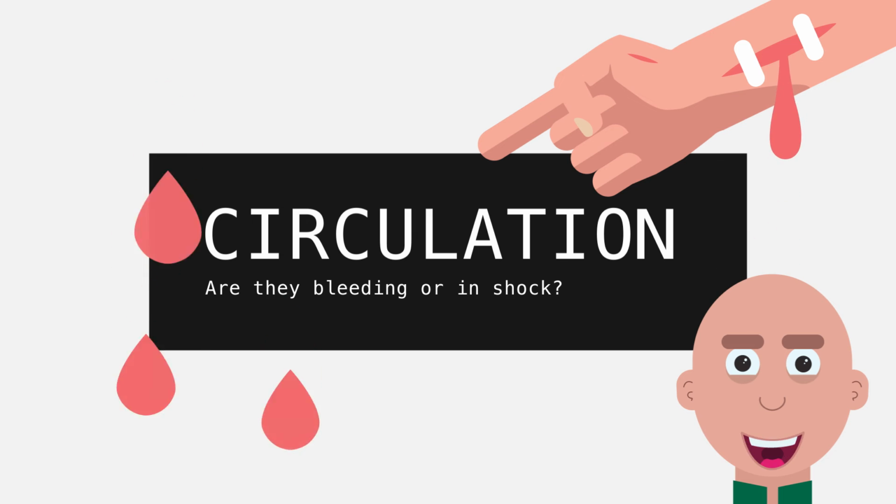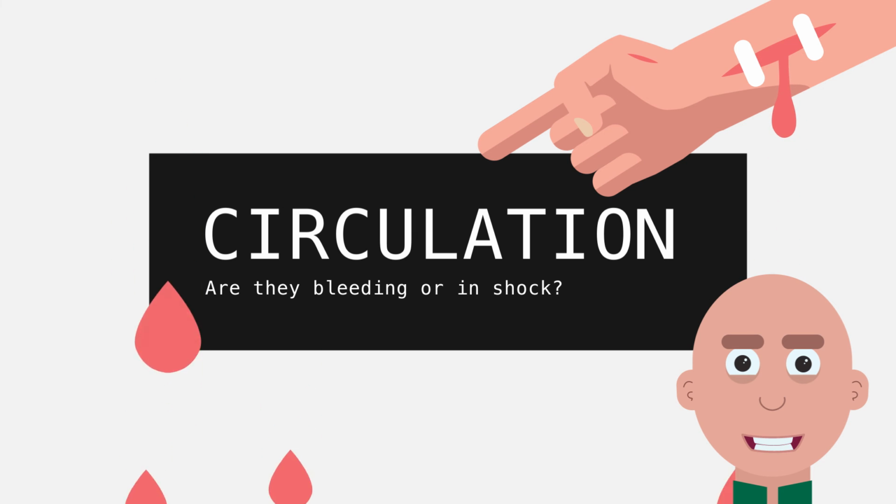Once you've established they are breathing, look and check for any signs of severe bleeding. If yes, you will need to control the bleeding. Apply direct pressure to the wound. If they are unresponsive and breathing with no bleeding, put them in the recovery position and call 999 or 112.